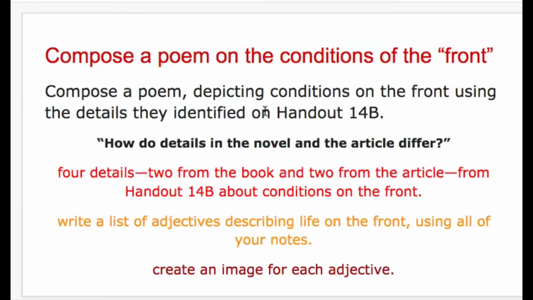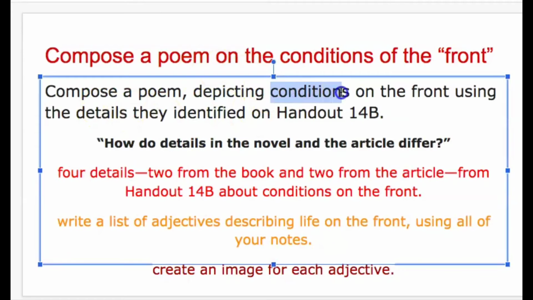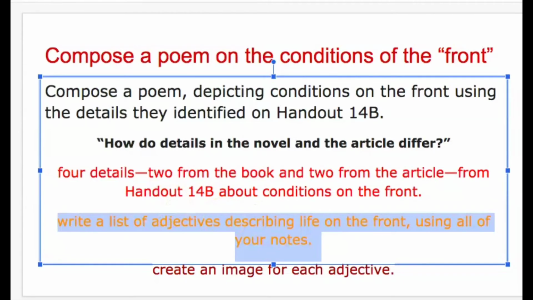So that means that you're going to have to be very detailed, and you're going to have a solid use of descriptive and sensory language in order to describe what's going on in the front in those conditions. How do details in the novel and the article differ? You would need to look at your handout and see what you've written for both sides and see how those informations differ. And then write a list of adjectives describing life on the front. This is going to help you create your poem.